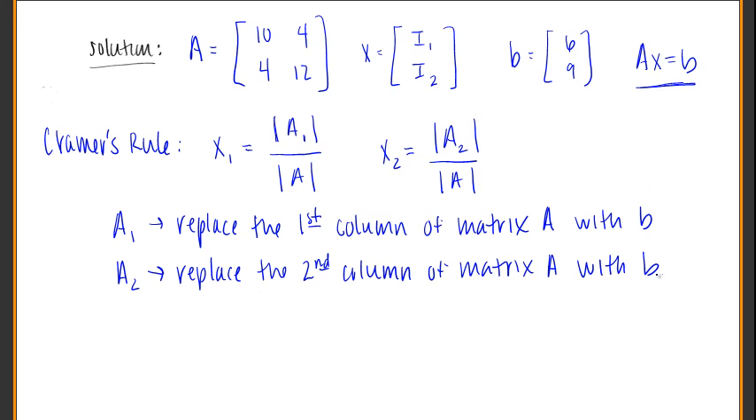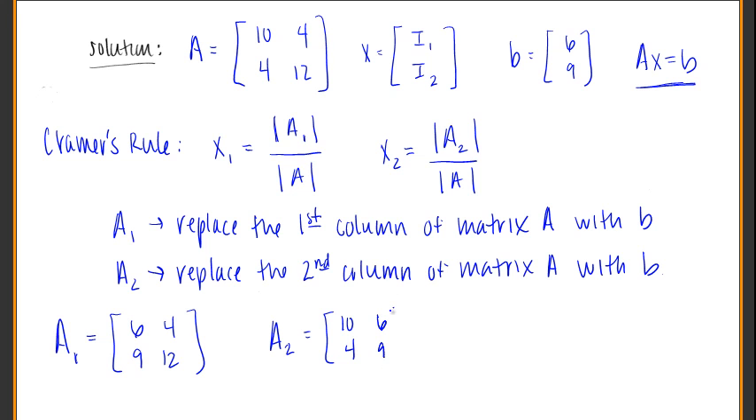Okay, so if we go up there, then what you're going to see is we know already A is 10, 4, 4, 12. So what A1 is going to be is, in the first column, instead of 10 and 4, we're going to have 6 and 9, and the second column stays as is. What A2 is going to be is the first column stays the way it is, so 10, 4, and the second column now becomes that 6 and 9.